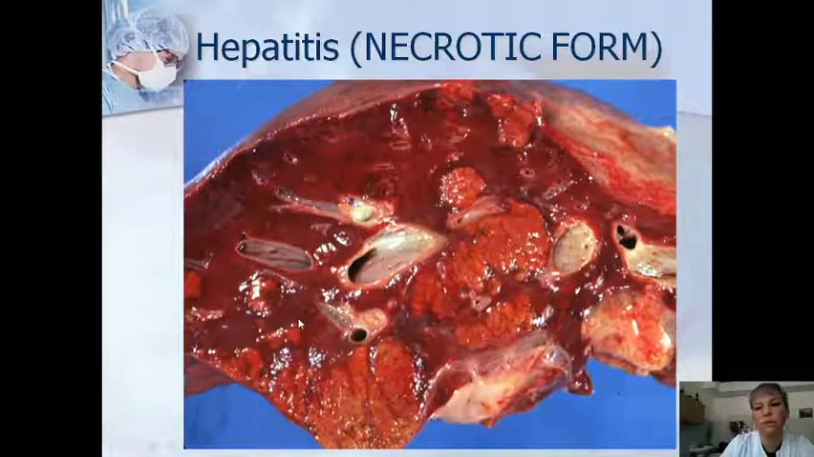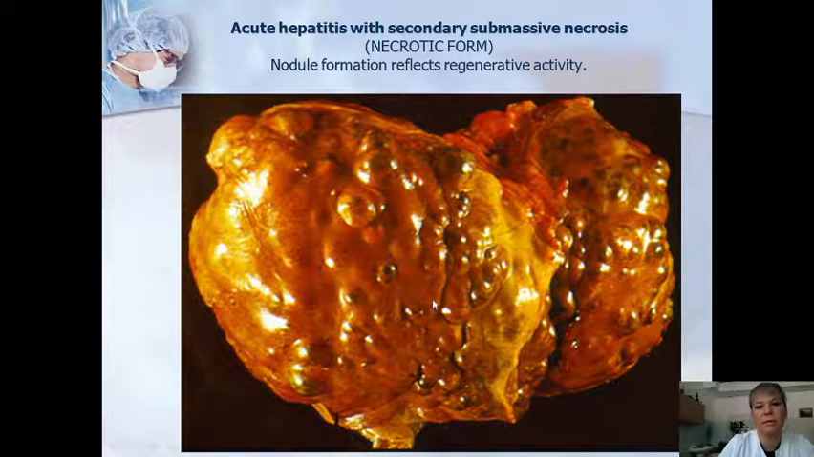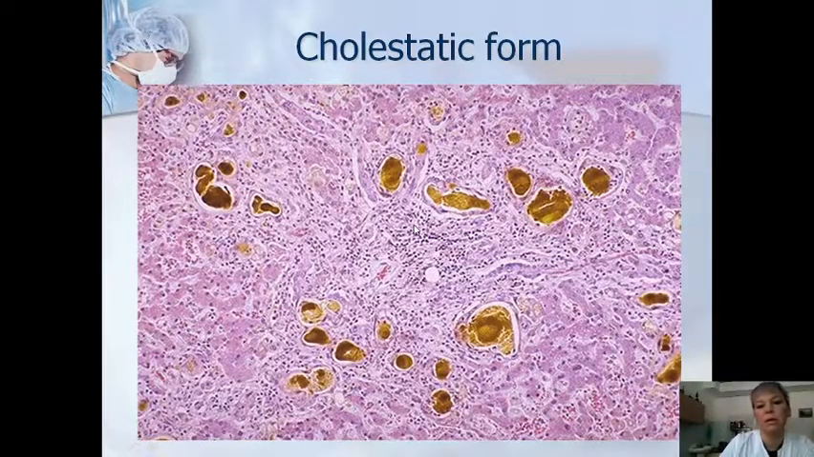The necrotic form is an unfavorable form, where we see massive necrosis. After the necrotic form, we can see massive destruction, massive necrosis, and post-necrotic cirrhosis formation. In the cholestatic form, we see bile thrombi and mechanical jaundice. After this form of hepatitis A, we can see cirrhosis too, biliary cirrhosis.